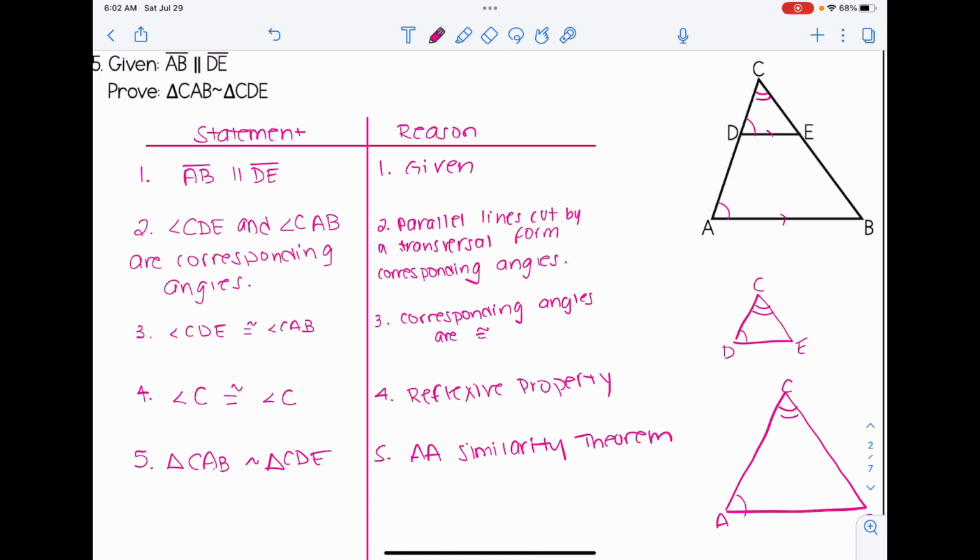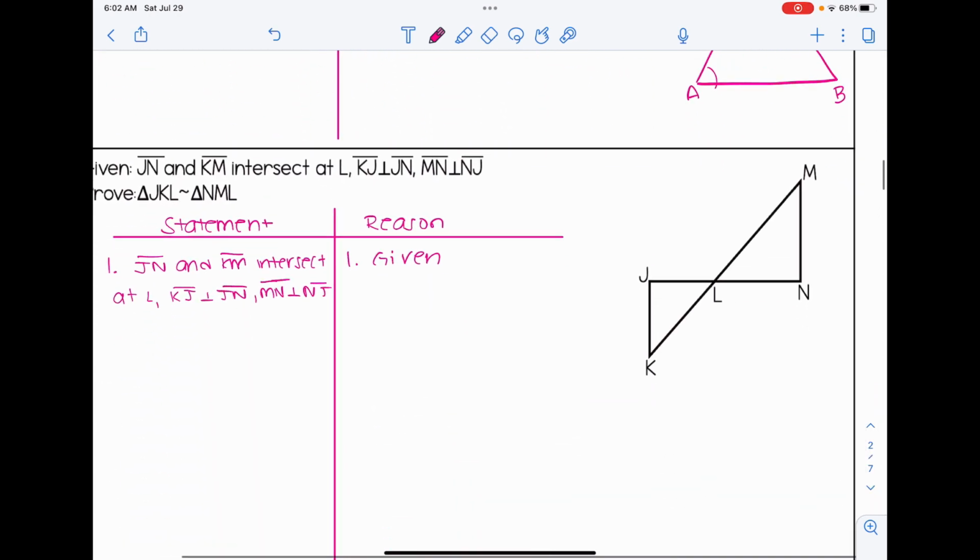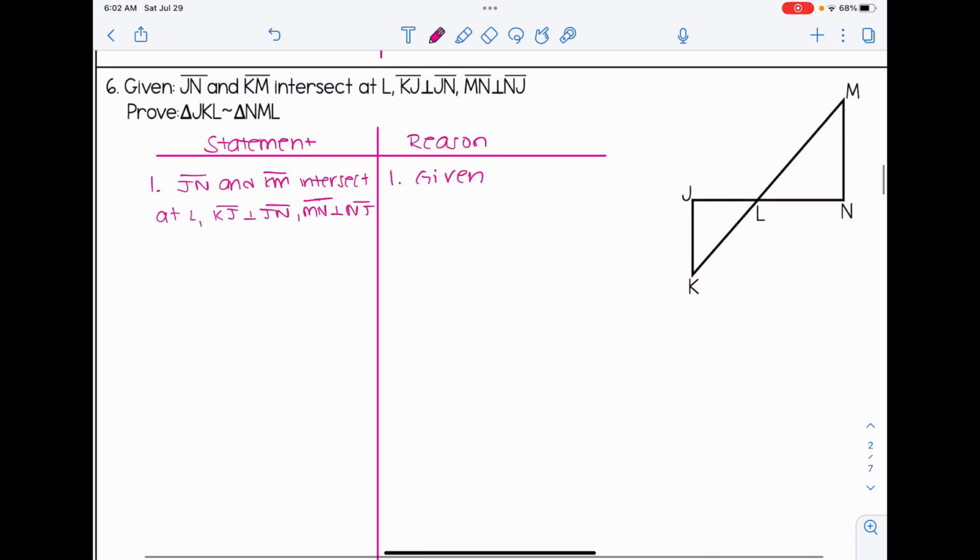All right, let's take a look at another proof. Number 6, JN and KM intersect at L. KJ is perpendicular to JN, and MN is perpendicular to NJ, and we want to prove the triangles are similar to each other. So again, I've already gone in and written my givens here. I noticed that the givens tell me I have intersecting lines, so that tells me I'm going to have vertical angles. So I know these angles in the middle here I'm going to end up talking about.